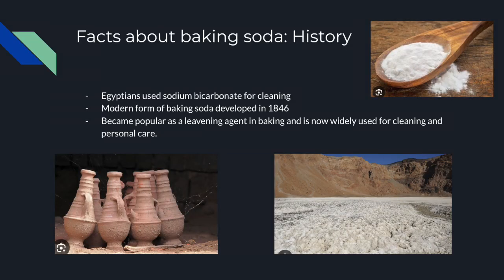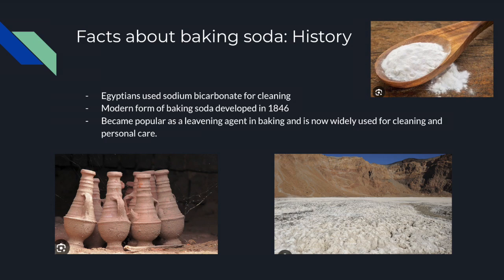Starting with the history of baking soda, it has been around for thousands of years in various forms. In ancient Egypt, Egyptians used a form of baking soda for cleaning, but the modern form of baking soda was developed in 1846. Baking soda became popular as a leavening agent in baking and is now widely used for cleaning and personal care.